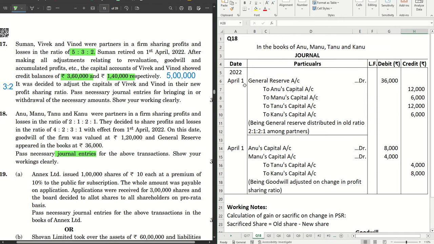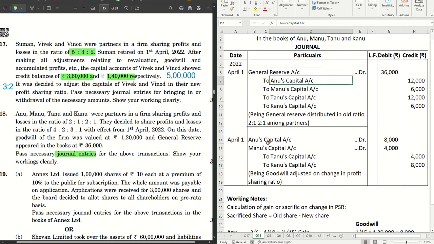The first journal that we will have is for general reserve, and during change in PSR, the general reserve is distributed among the partners in their old profit sharing ratio, which is 2 is to 1 is to 2 is to 1. So general reserve account debit to Anu's capital, to Manu's capital, to Tanu's capital, and to Kanu's capital, the amount. Be very careful. One mistake I have seen students doing is changing the sequence of the names. You cannot change that. It has to be in the same sequence or you will mess up the ratios as well. Follow the same sequence as given in the question.